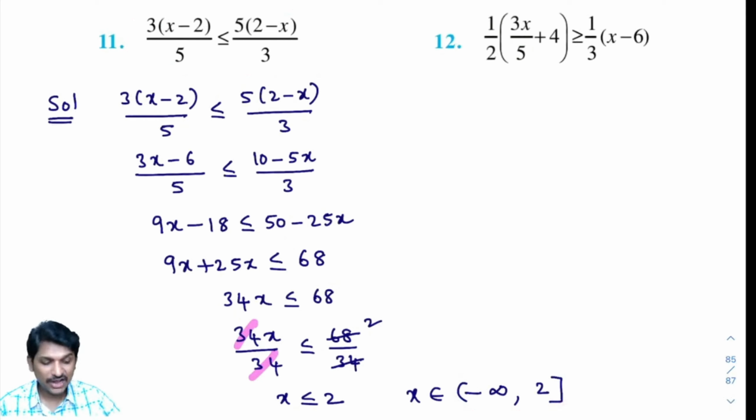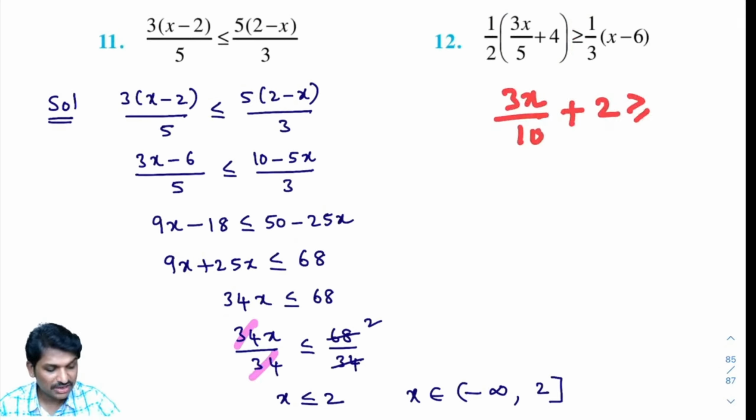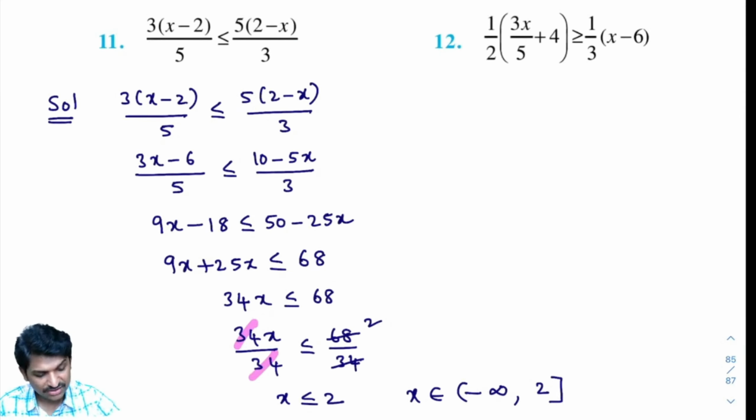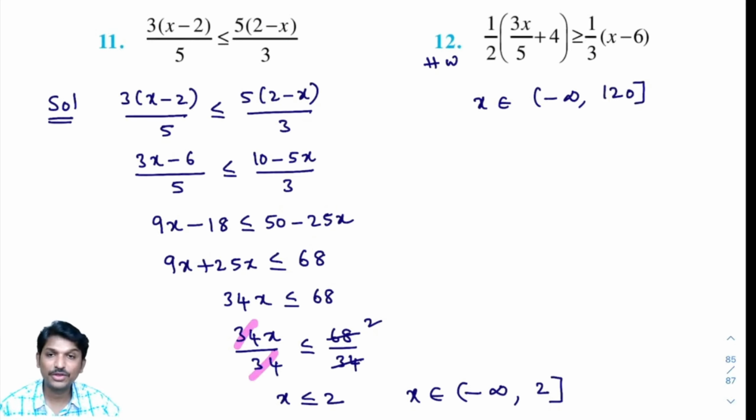Okay, so I want you to try this problem. Very simple. First, you simplify the left hand side part. You multiply with 1 by 2. Then this will become 3x divided by 10 plus 4 by 2 is 2, greater than or equal to 1 by 3 into x is x by 3 minus 6 by 3 is 2. You will get like this. Afterwards, you write all x terms at one side, remaining all other side, and then you will get x values. This is the 12th problem. This is homework. I want you to do this problem on your own. The answer is open interval minus infinity to closed interval 120. This is the answer.